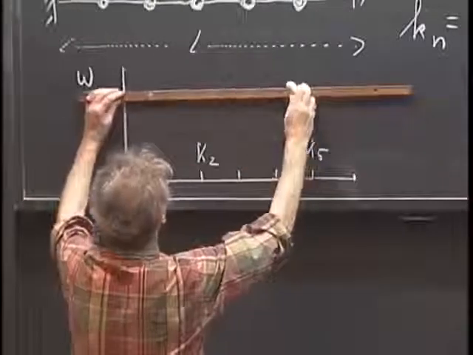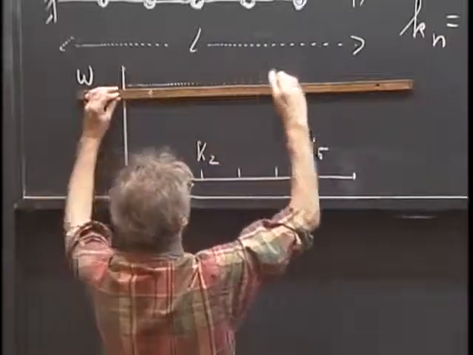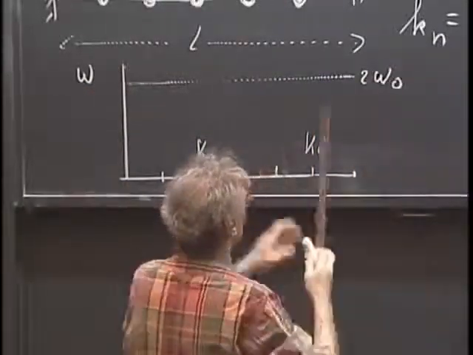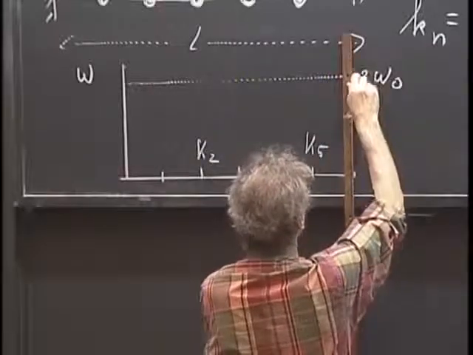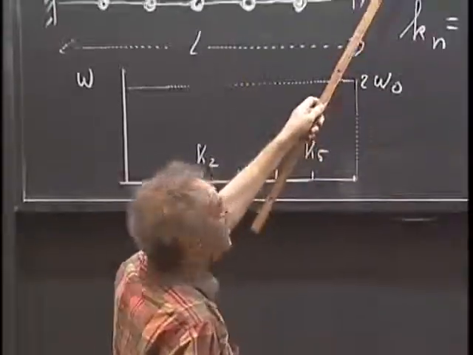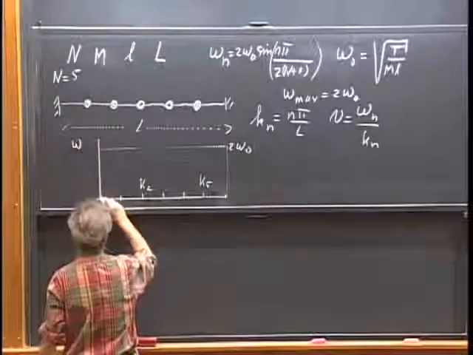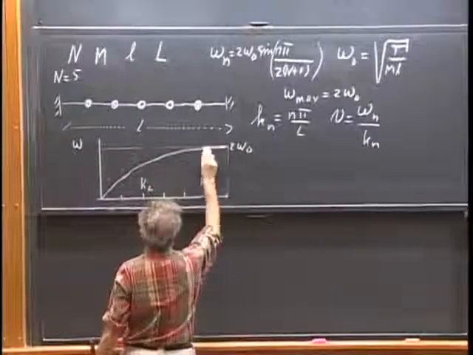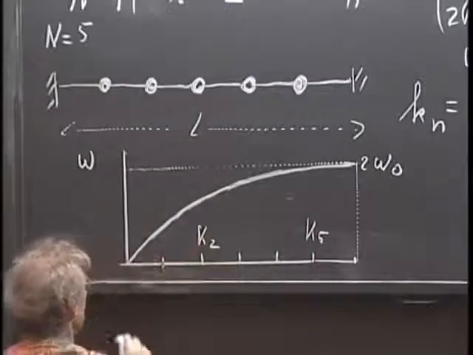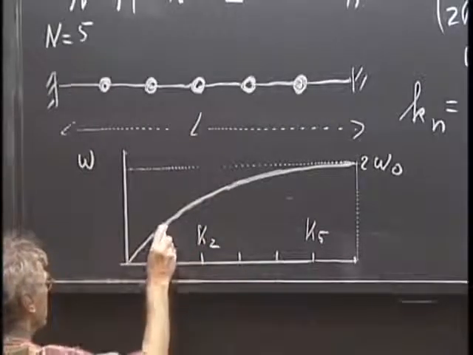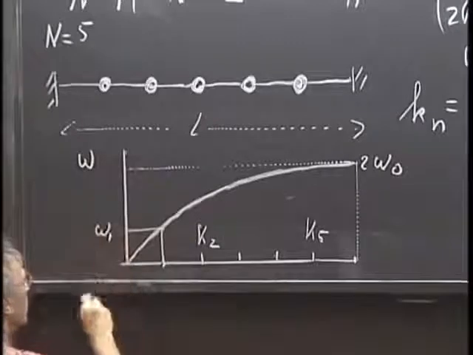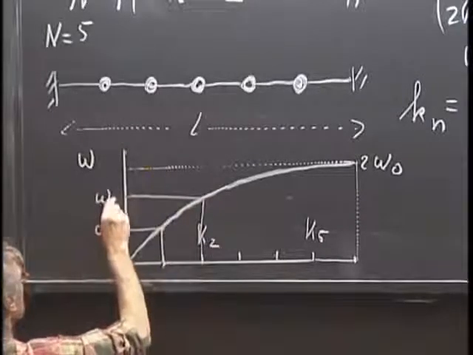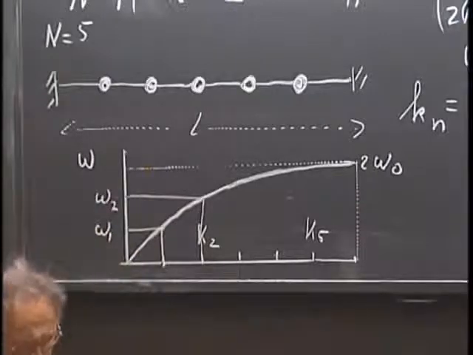And so the maximum value that omega can have is then 2 omega 0. And if I draw this curve now, it looks like this. It's a sine curve. So for k1, this is omega 1. For k2, this is omega 2, and so on.